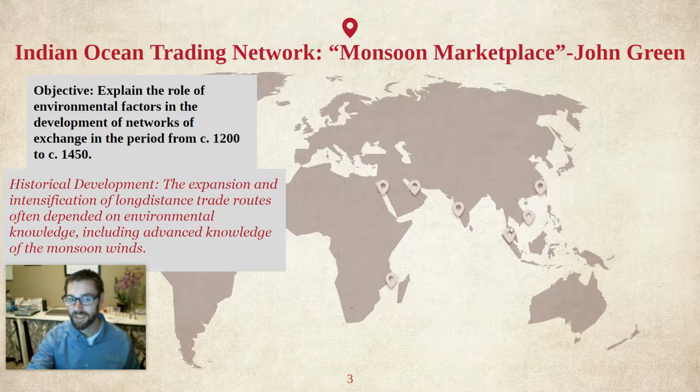And also, because it's seasonal, it's predictable, and this lets you actually set up a trade network. So merchants would, for half the year, be using the winds to travel one way, and the other half they'd be using them to travel back.